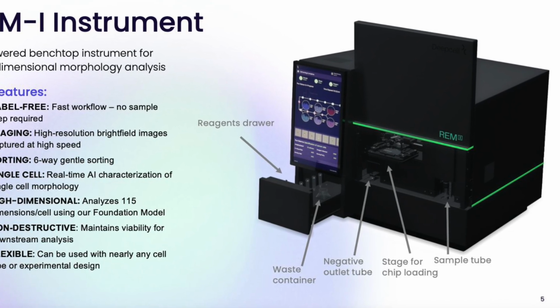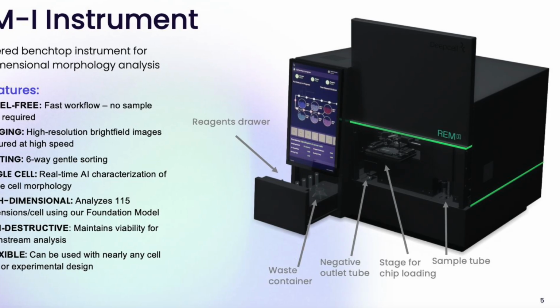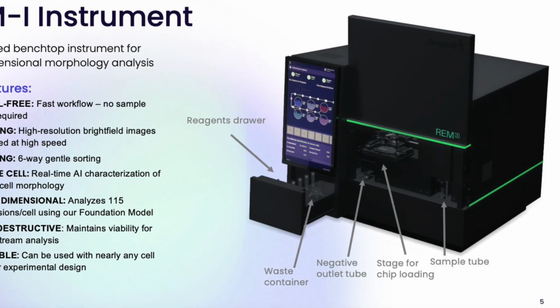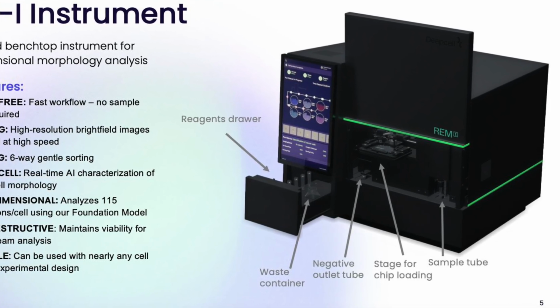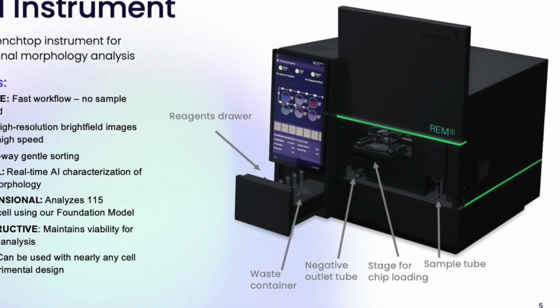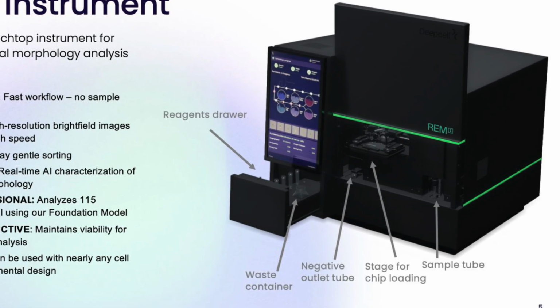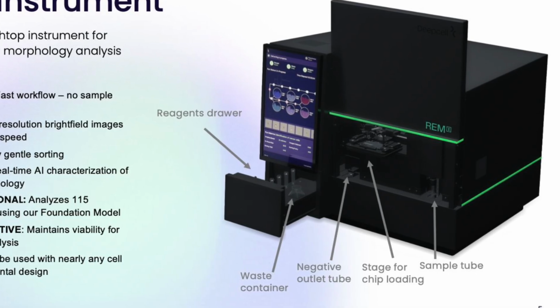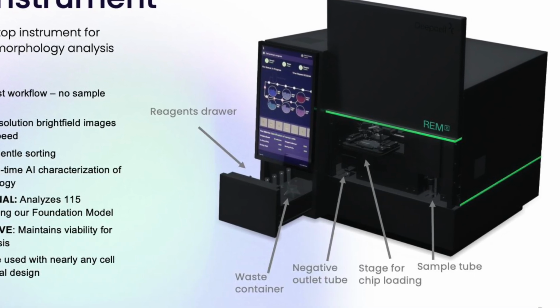Using microfluidics, the cells then flow through the instrument at a high speed, get their picture taken in high resolution, and are characterized in real time using 115 dimensions by our foundation model. Led by user-generated classifiers, cells can then be sorted gently 6 ways and collected after a run for downstream processing.